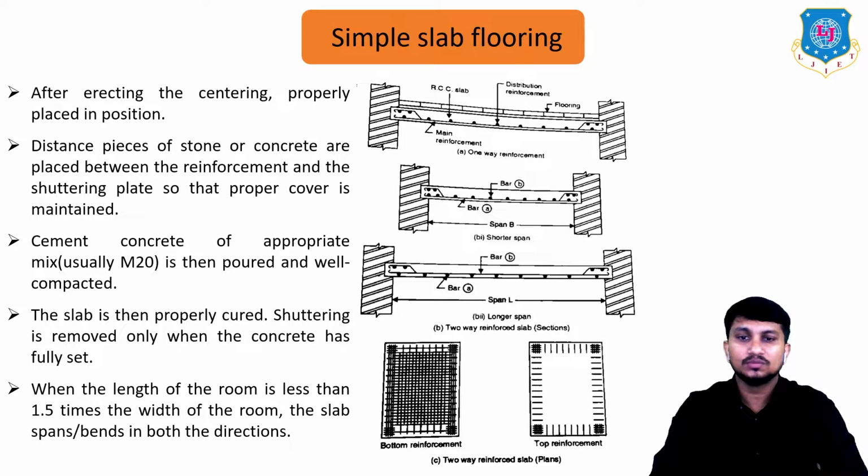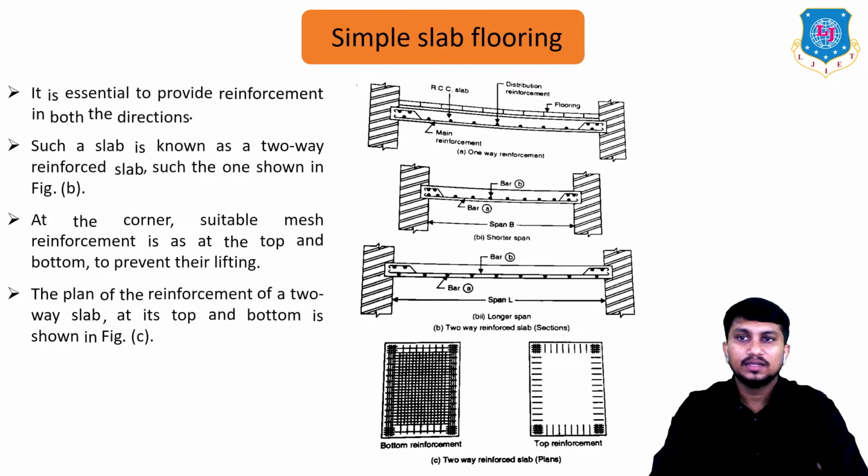When the length of the room is less than 1.5 times the width of the room, the slab bends in both directions. It is essential to provide reinforcement in both directions. In that case, such a slab is known as a two-way reinforced slab, which is shown in figure B.